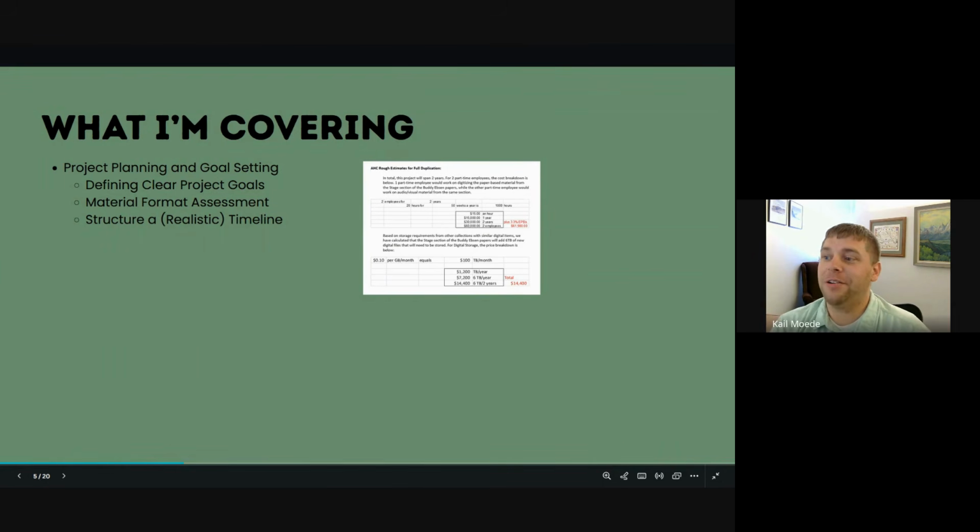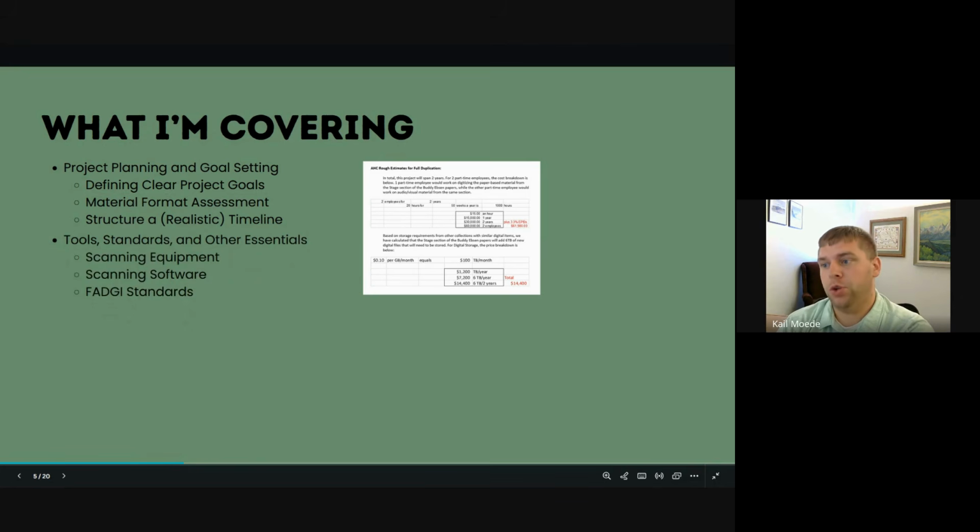Like I said earlier, you can plan a timeline. There are going to be times when the timeline doesn't work out. There are going to be times when you have a grant and you have to stick to a timeline. So planning for that, but most of the time you're going to run into things that you don't plan for, unforeseen circumstances, but I'll talk about those. I'll go over some tools, some standards, and some other essentials.